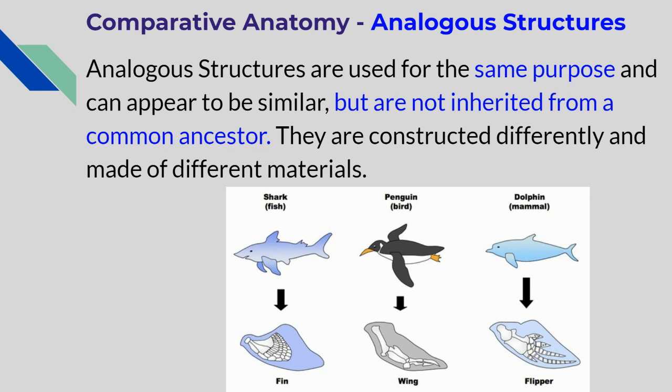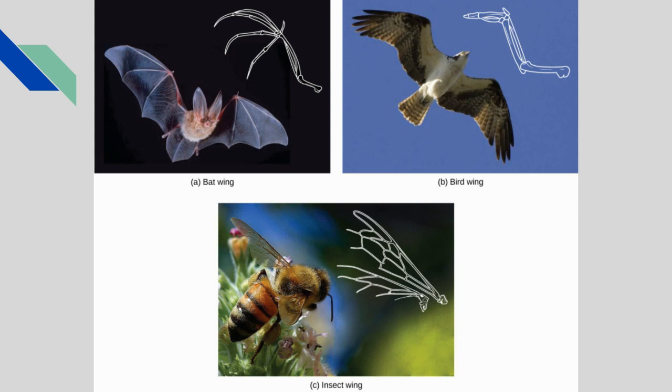But dolphins, penguins, and sharks all have structures that help them swim, and they actually look pretty similar, but they're constructed differently or made of different materials. That's an analogous structure. Here's another example of an analogous structure.